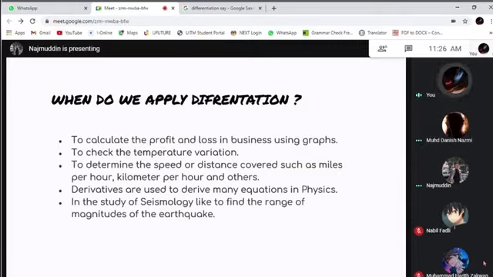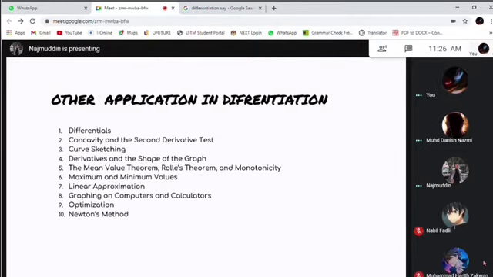Other applications in derivation. First, differential. Second, concavity and the second derivative test. Third, curve sketching. Fourth, derivatives and the shape of the graph. Fifth, the mean value theorem, Rolle's theorem, and monotonicity. Sixth, maximum and minimum values, and others.